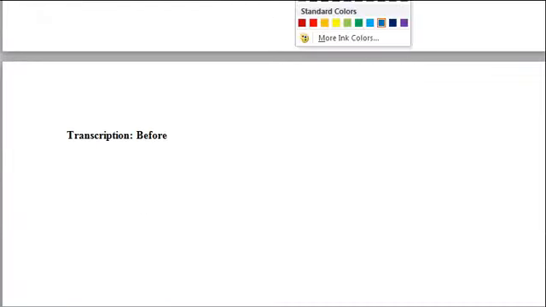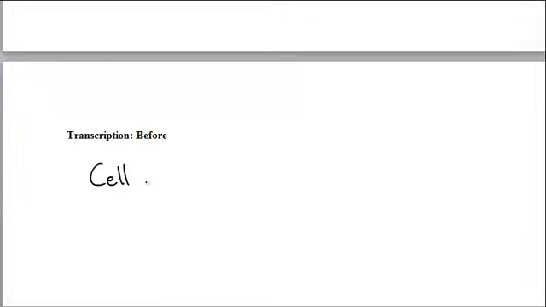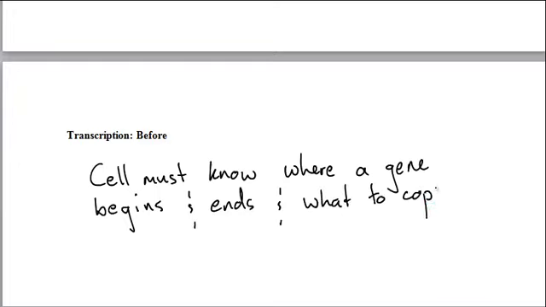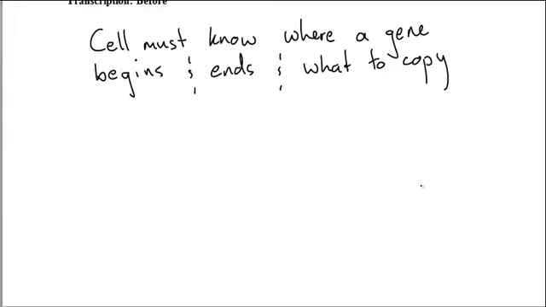So before we can do transcription, we have to understand a few things. The cell must know where a gene begins and ends, and what to copy. So if I told you you had to go home and copy the textbook, you wouldn't be very happy with me, to say the least. But the next thing you'd ask is, do we have to do it all? What part of it do we do? The body needs to know the same thing.